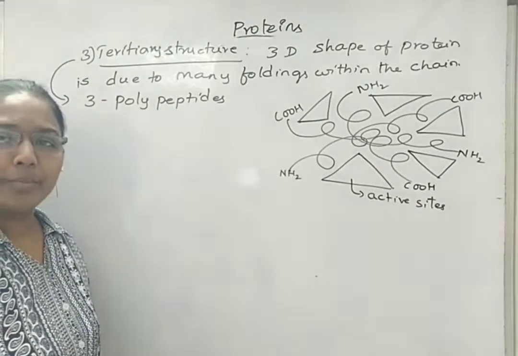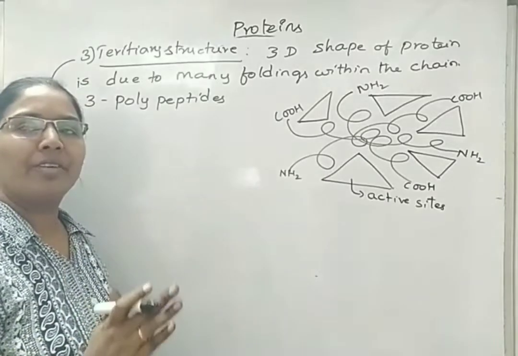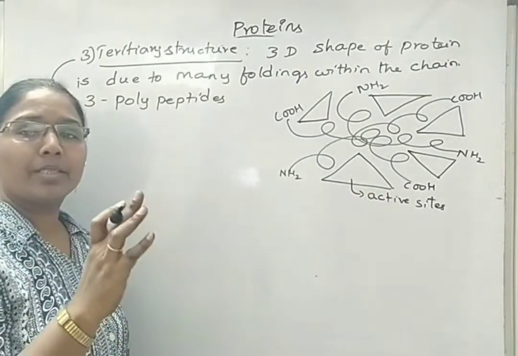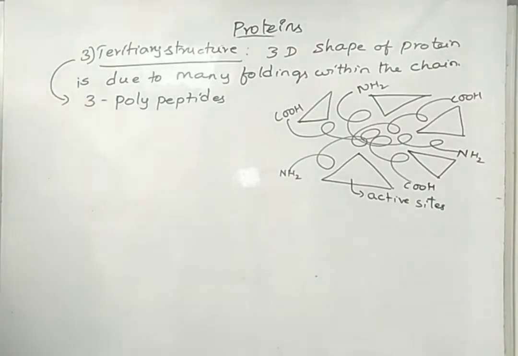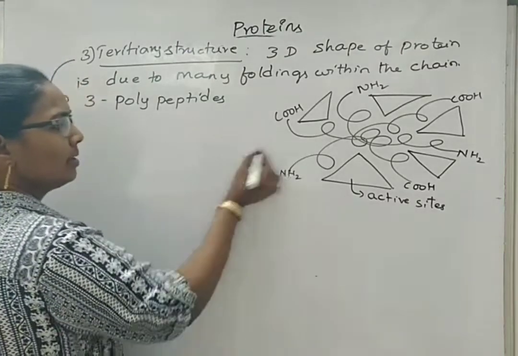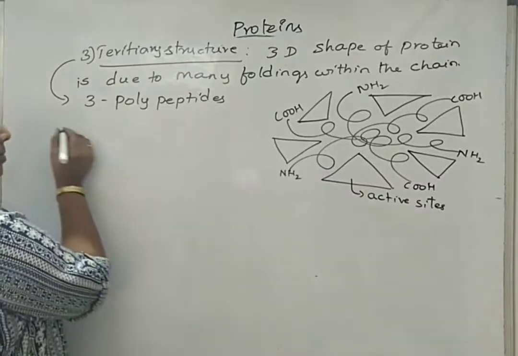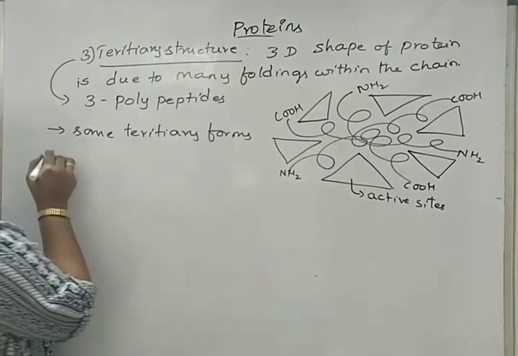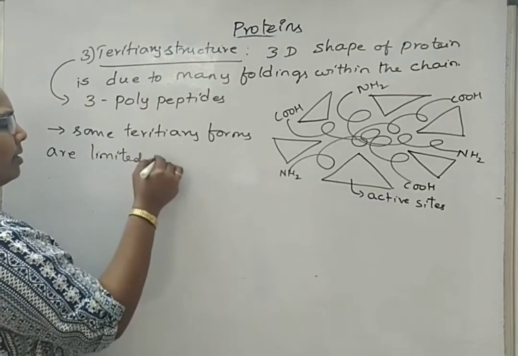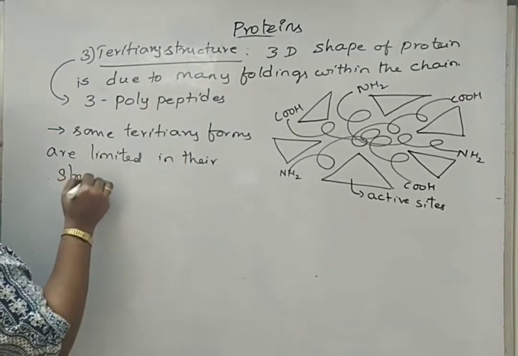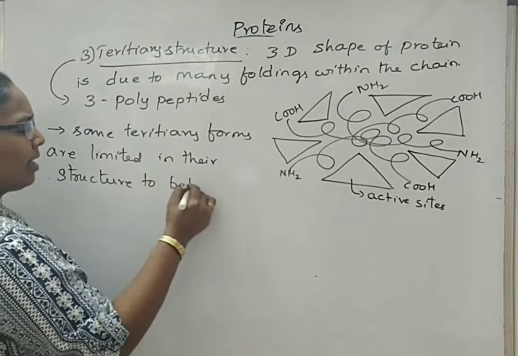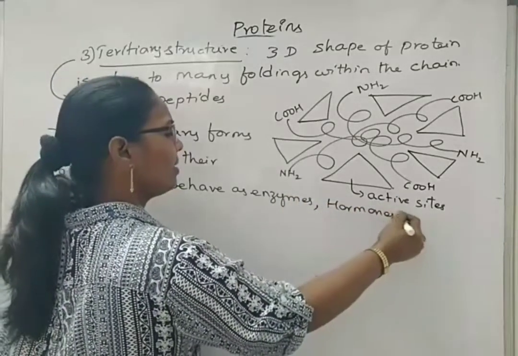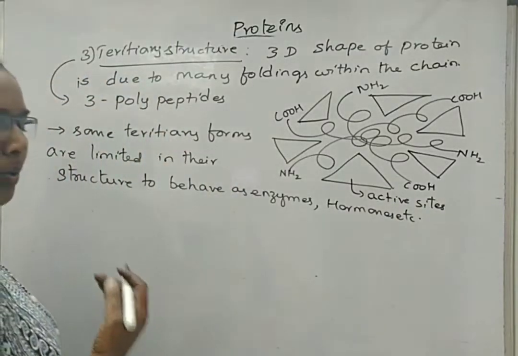At this tertiary structure of the protein, some proteins are separated in the form of enzymes. Some proteins are limited only up to that structure, and some behave as enzymes, some behave as hormones, etc. Now here there is also another active site. Some tertiary forms are limited in their structure to behave as enzymes, hormones, etc. But some will be extended to further structure, that is quaternary structure.